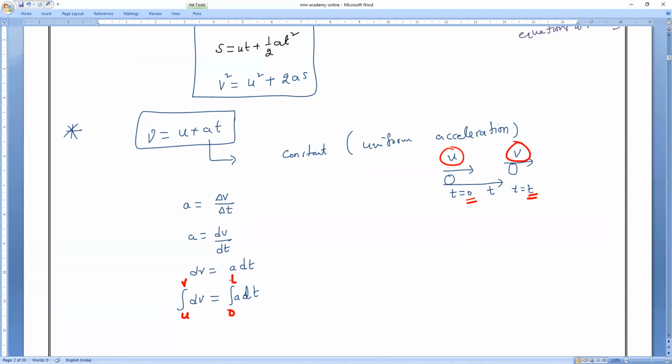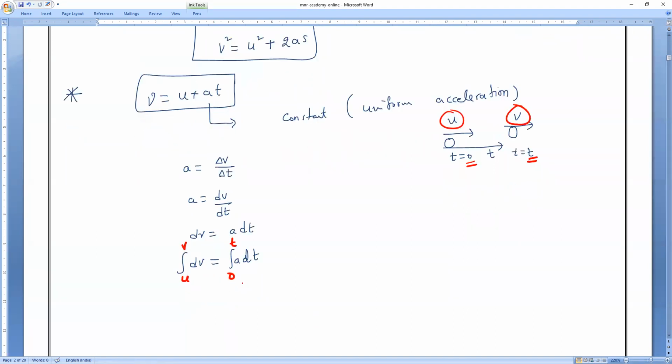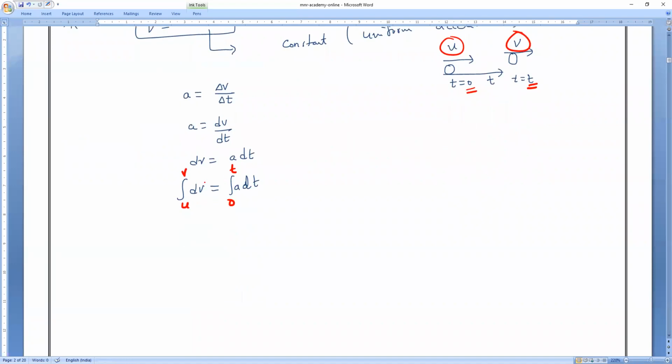Understood, Alaksha? Aswita, how to take the limit? So you apply that integration. We all know, integration of dx, what is the formula? Yesterday also we studied. Integration of dx is what? Same way, integration of dv is v, and in the bracket what will come? Initial velocity, final velocity, as limits.